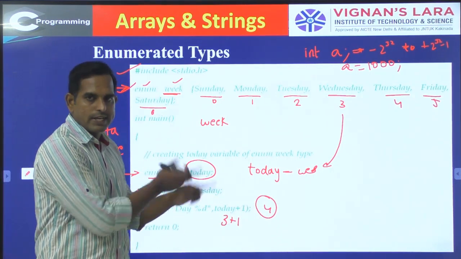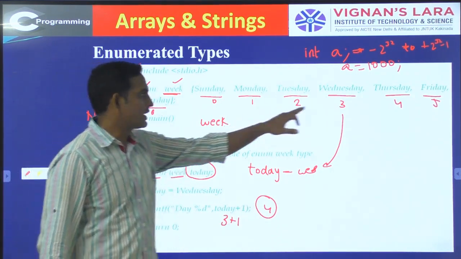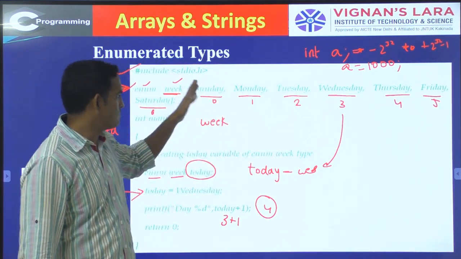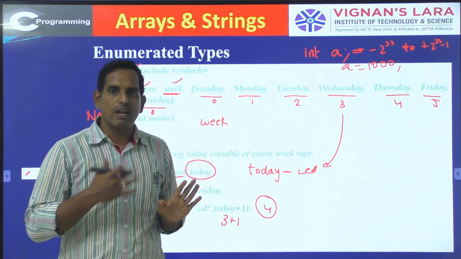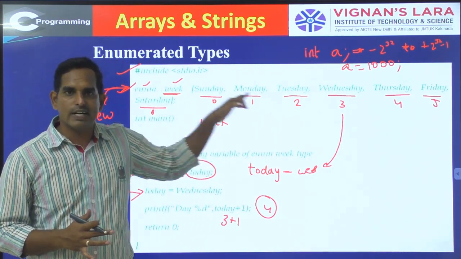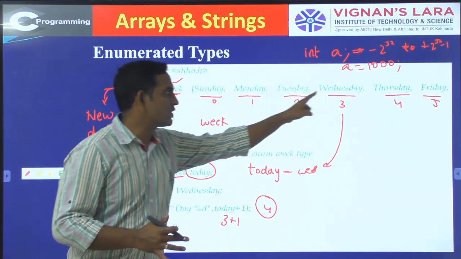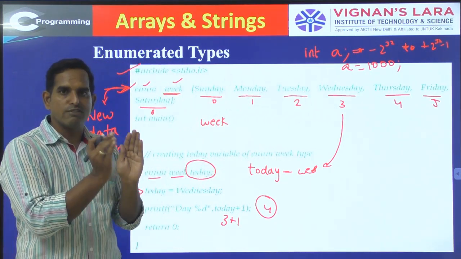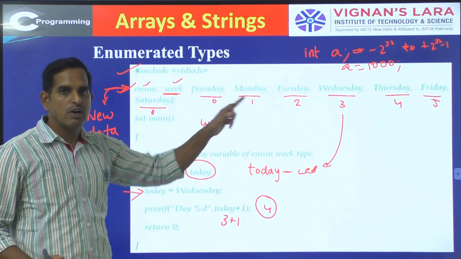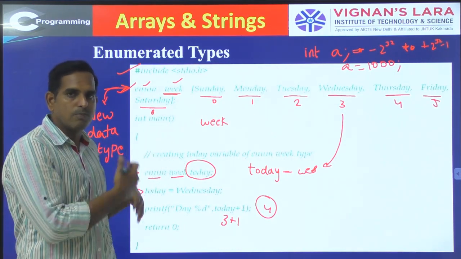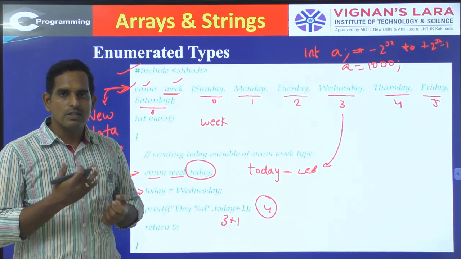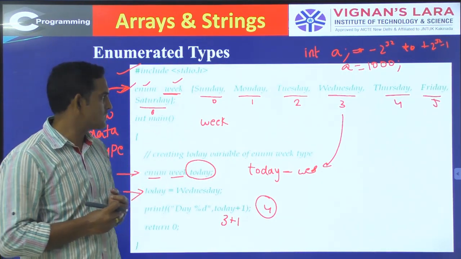Both are interchangeable. That is, today can take the value 4, or it can take 3, or any value from 0 to 6. So by using enumeration, you can create a new data type in situations where you have only a small set of values, and you can operate on those particular integral constants. This is how you use your enumerations.